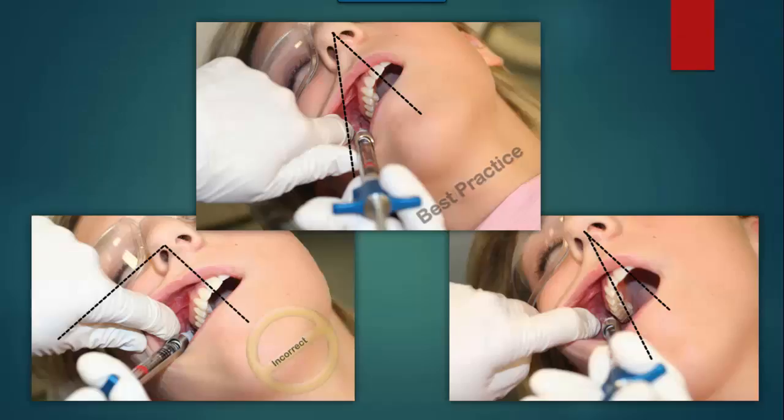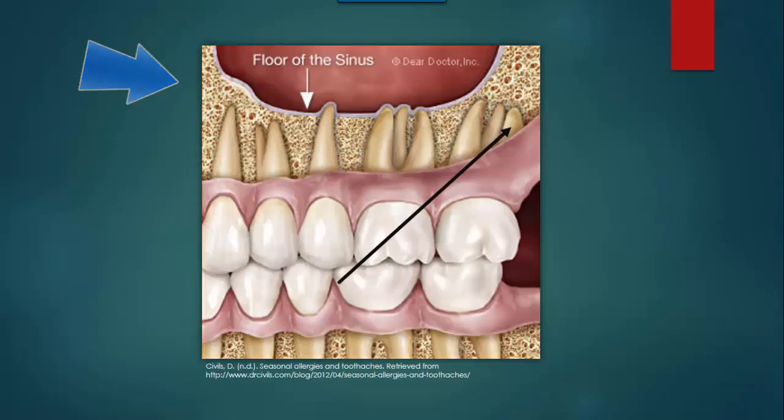Sitting at 9 o'clock for a towards injection and 11 o'clock for an away injection, you'll use a short 25 or 27 gauge needle. Insert it at the height of the vestibule above the second molar with the bevel towards bone. It should be at a 45-degree angle to the mid-sagittal plane as shown here. And it should be at a 45-degree angle from the occlusal plane as shown here.